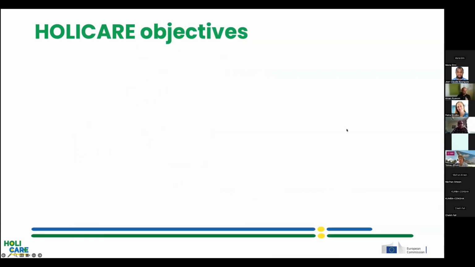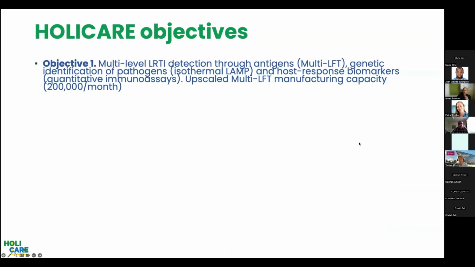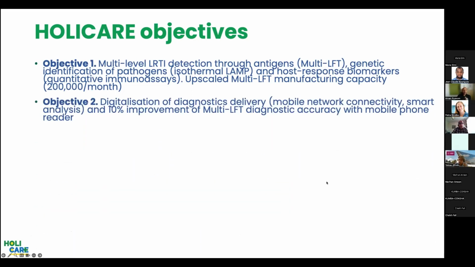So the objectives: we have clearly defined objectives, 8 of them, addressed in the HoliCare project. So bear with me. Number 1 is multi-level lower tract infection diagnosis through 3 systems. One is the screening method based on lateral flow assay. The other one is a molecular tool based on isothermal amplification, LAMP. And the third one is host response based on immunoassays. The second objective is digitalization of healthcare delivery, basically mobile connectivity, connecting this to a cloud-based solution.